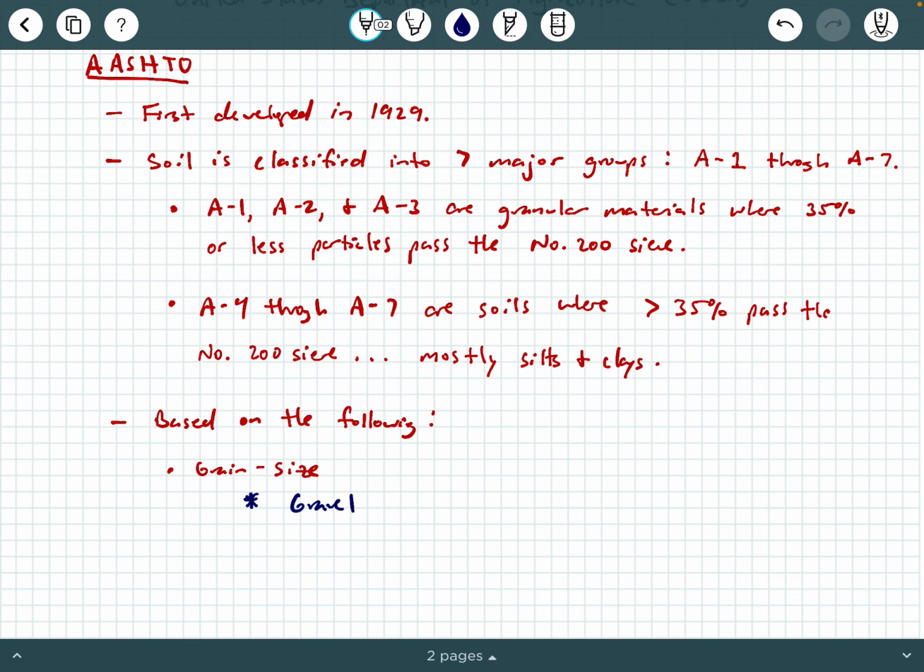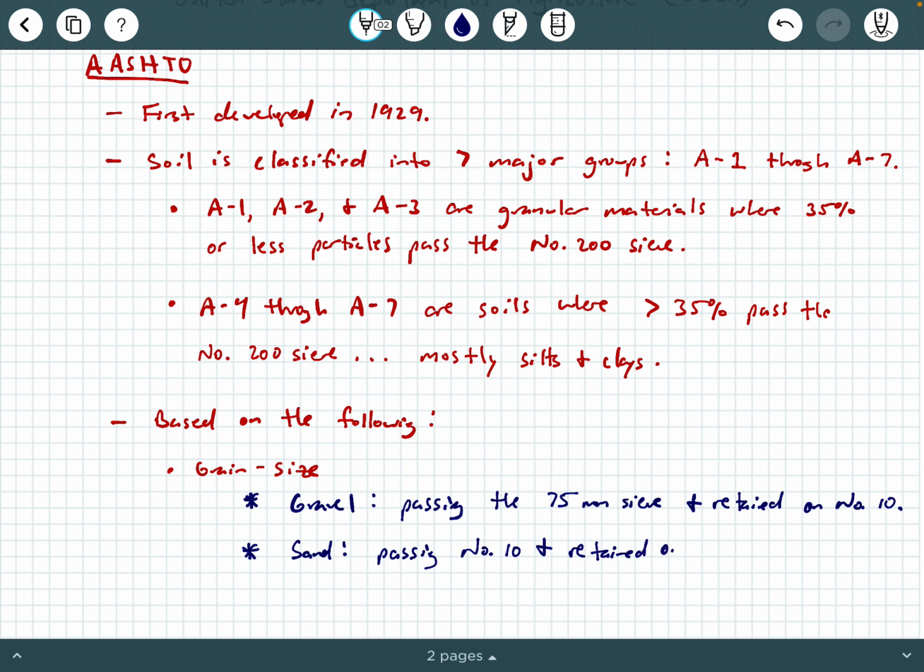So for AASHTO, gravel includes materials passing the 75 millimeter sieve, which is about 3 inches, and retained on the number 10. All right. And then the next smaller category is sand. So sands are the materials that are passing the number 10 and retained on the number 200.